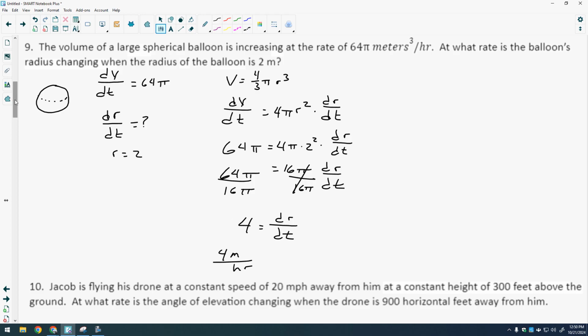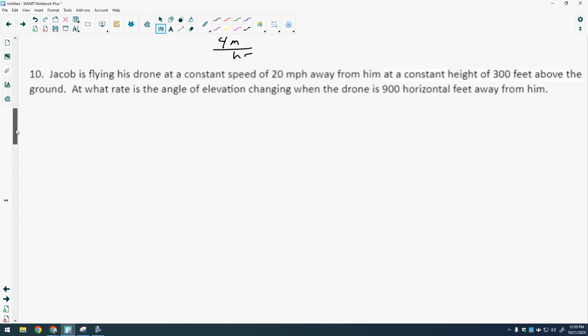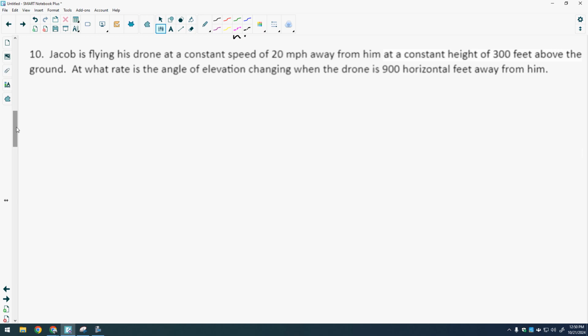All right, number 10. That one wasn't too bad. That would be considered a semi-easy, if there is such a thing as an easy related rate. If that helped, if that made sense, hit pause, try question 10.